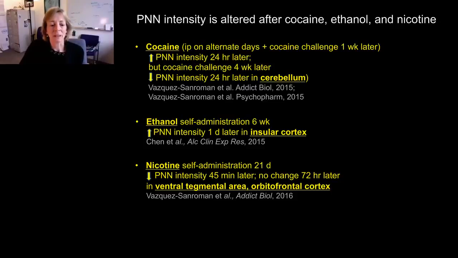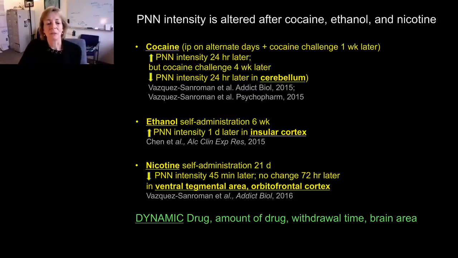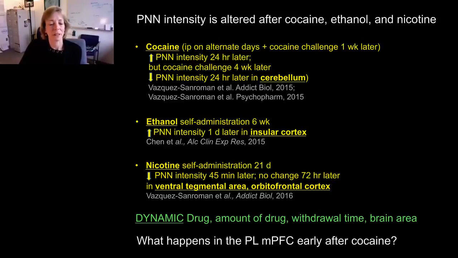But the bottom line is these nets have been shown to be much more dynamic than originally thought, and the changes appear to be dependent on the drug itself, on the class of drug, on the amount of drug, on the withdrawal times from the drugs, and also the brain area that's been examined. And here you see the cerebellum, the insular cortex, orbital frontal cortex, and VTA have been examined. We were particularly interested in what happens in the prelimbic part of the prefrontal cortex early after cocaine exposure.